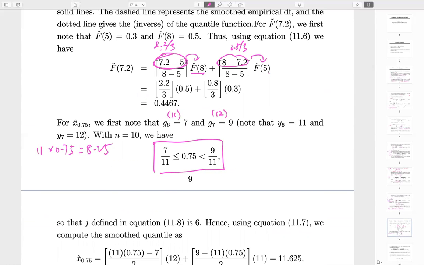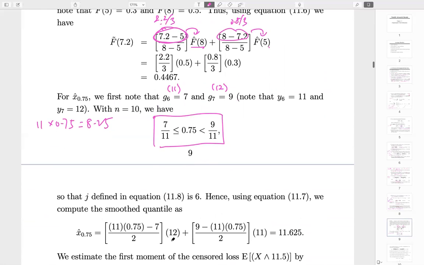Then what do you need to do? Linear interpolation, right? So it's easier, right? So the distance between 7 and 9 is 2, and then you use 11 times delta to figure out which one is closer, right? So it's closer to 9. So for this point, you actually have higher weight than the other side. So it's linear interpolation, so it's easy.